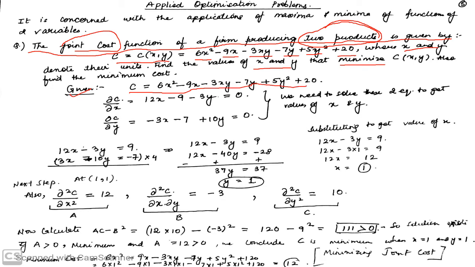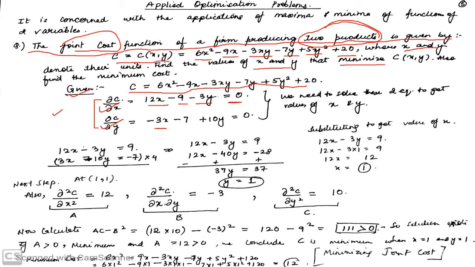Let us find delta c by delta x. This will be 12x minus 9 minus 3y, we have to put this equal to 0, right? Now again we find with respect to y. We have two variables x and y. We have two types of product, that is x and y. With respect to y, we do this.